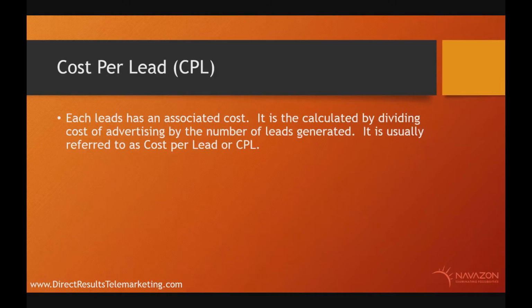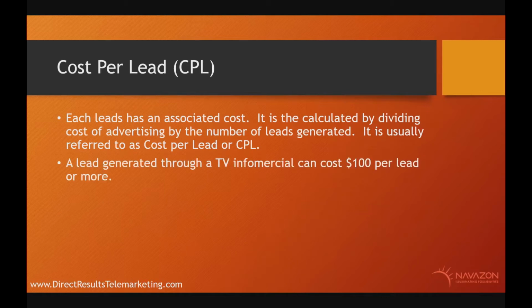Let's begin with cost per lead, or CPL. Each lead has an associated cost. It is calculated by dividing the cost of advertising by the number of leads that ad generated. It's usually referred to as cost per lead, or CPL. This is how much it costs to capture or buy one lead on average.